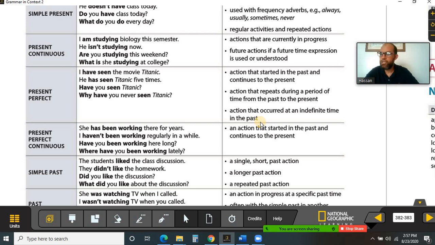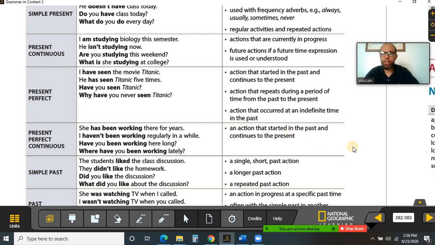Now, if the action time is not known or you do not want to mention it, you have to use the present perfect. For example, I have visited Paris. Did I say when? No. So either I don't want to mention the time, okay, or it's not important to me. What is important is the action of visiting Paris.